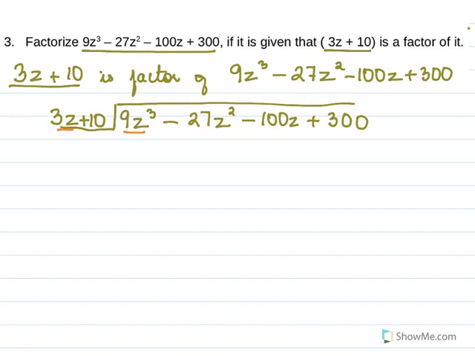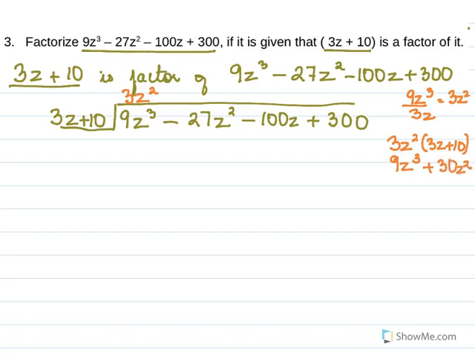So we take these two and we will divide. So on division we'll get 3z square. So we'll write 3z square. In the next step, we take 3z square and multiply it by 3z plus 10. So we get 9z cube plus 30z square. So we write this here, 9z cube plus 30z square.